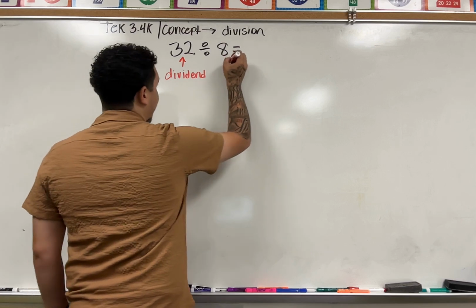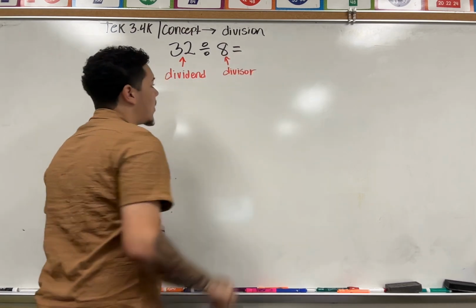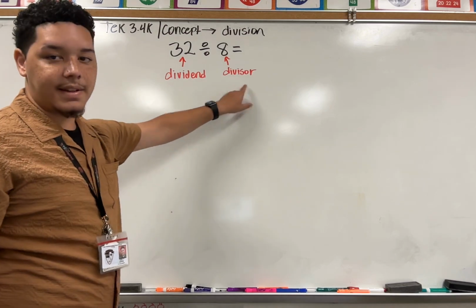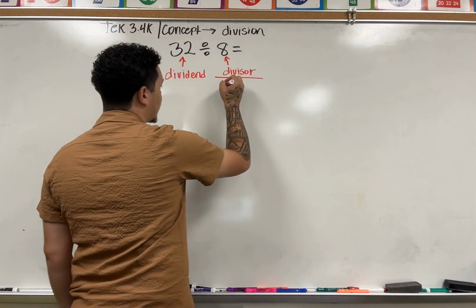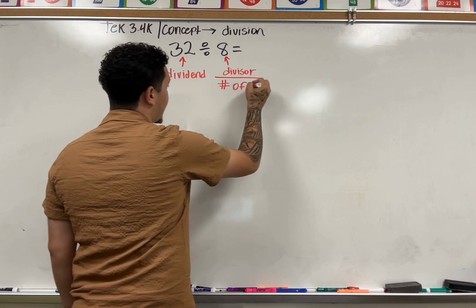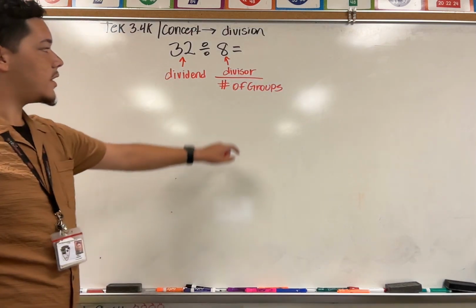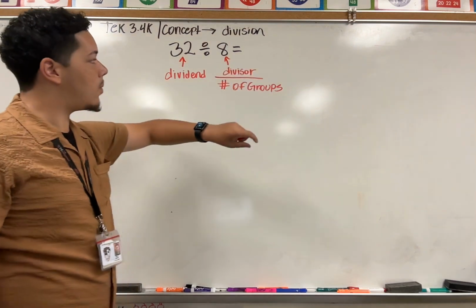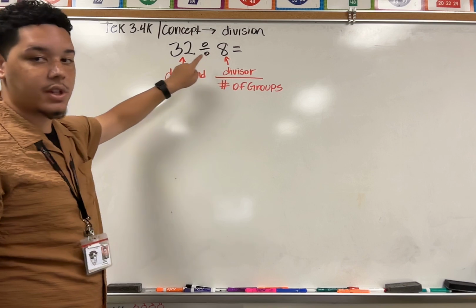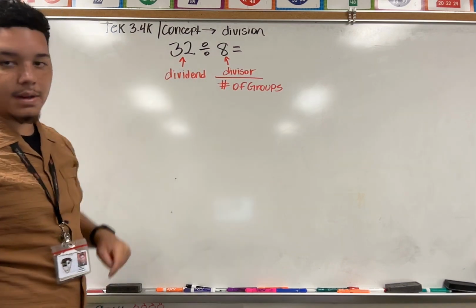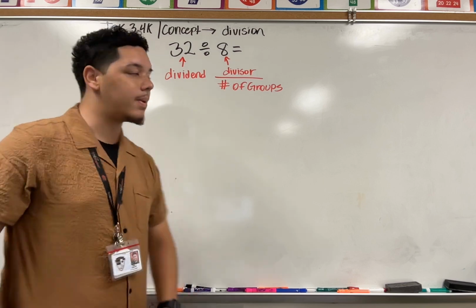Here is the number 8. This is called our divisor. So our divisor, one way I remember that this is my divisor is because it's the smallest number and it's the number of groups. So this is how many groups that we are going to be drawing. We're going to be looking for our quotient. So whatever number we get here, if we multiply it times this number, it's officially and ultimately going to equal this number here. So now we're trying to figure out how many times 8 can go into 32.